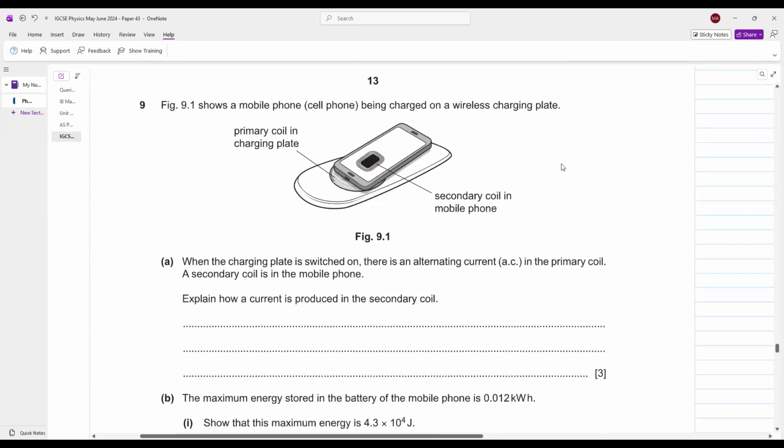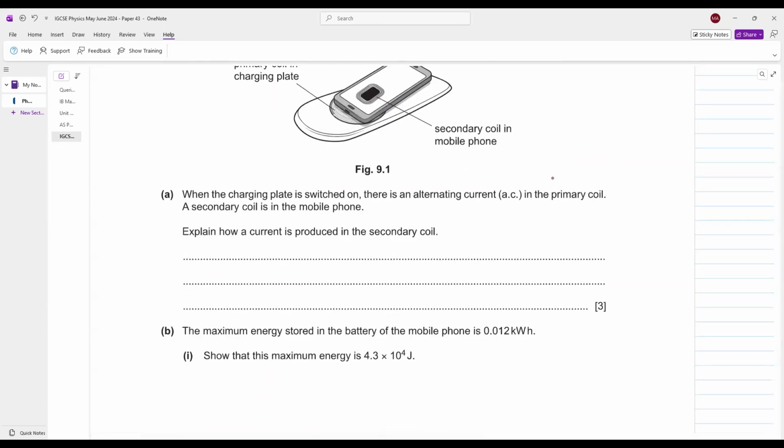Figure 9.1 shows a mobile phone, cell phone being charged on a wireless charging plate. Okay. When the charging plate is switched on, there is an alternating current in the primary coil. A secondary coil is in the mobile phone. Explain how a current is produced in the secondary coil. Current किस तरह produce होता है in a secondary coil? Let's see. You will say the alternating current in the primary coil generates what?